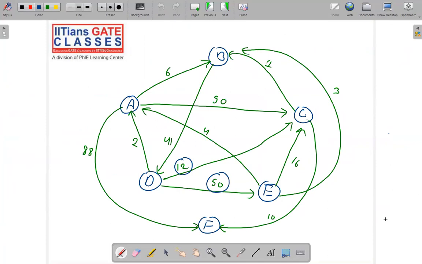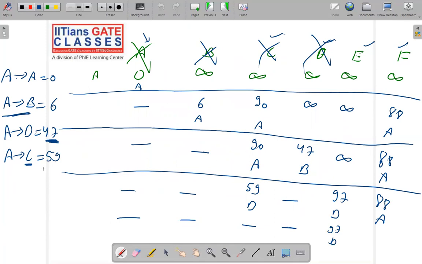C to F, we have 10. 10 plus 59 will be 69. 69 is less than 88. So which one is minimum? This one is minimum. So we eliminate F and we say that A to F, we know the minimum path, which is 69.